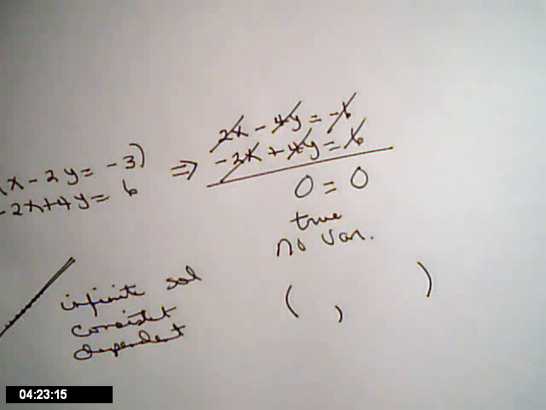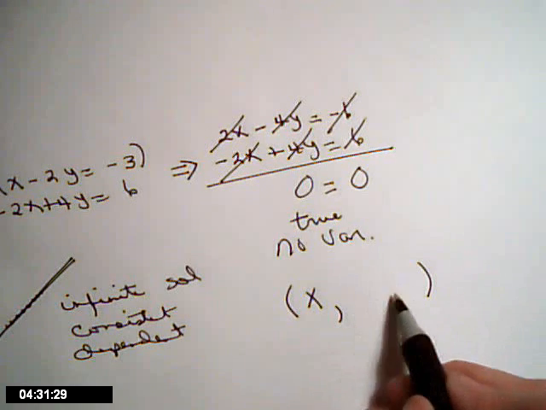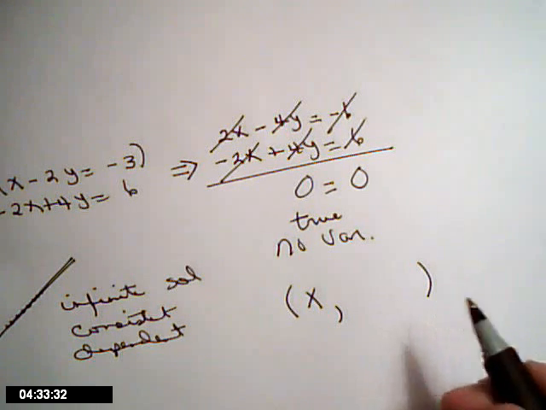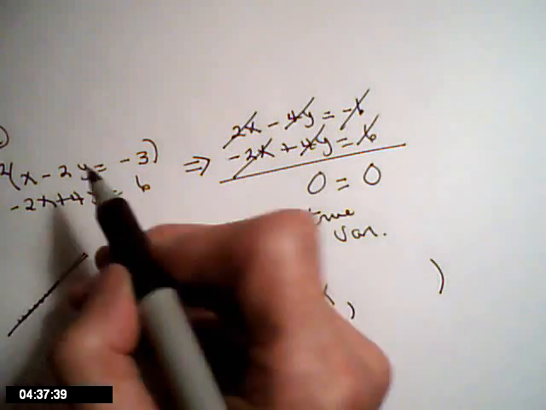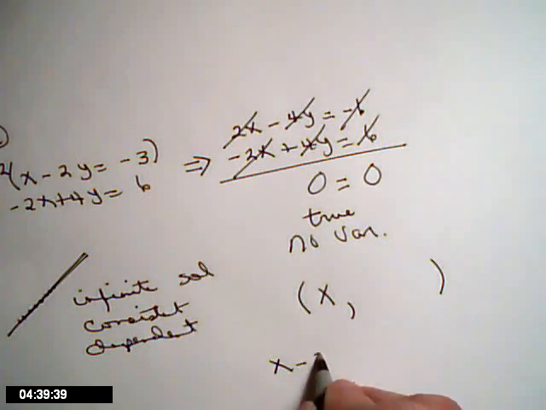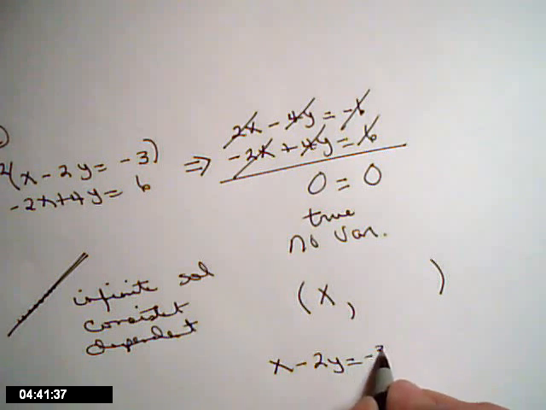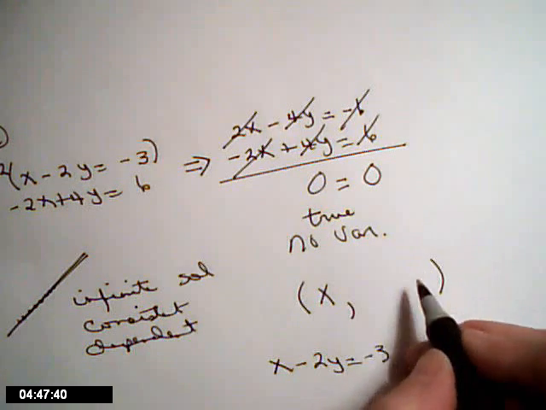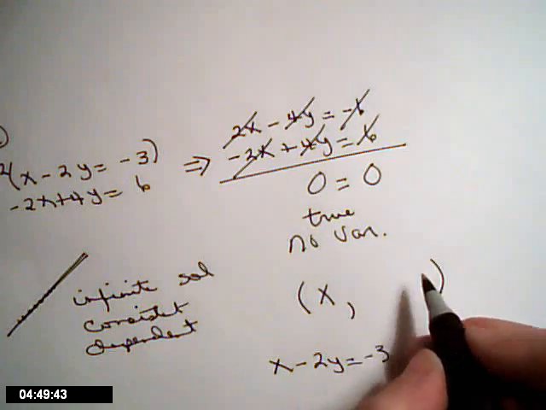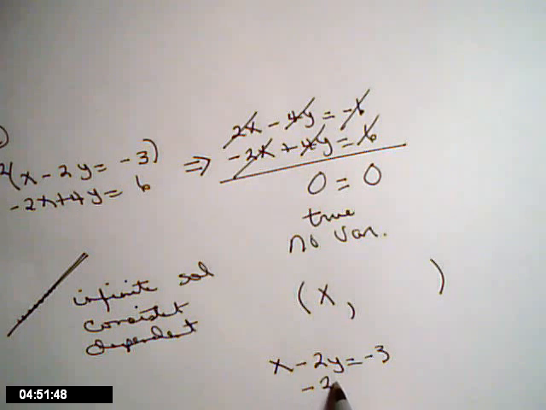Since this could be many ordered pairs, I'm going to let the x value be represented by x, and then I'm going to solve for y in terms of x. So all you're going to do is get one of your given equations. I'm going to take the first one, x minus 2y equals negative 3, and solve it for y so that y will be in terms of x. Remember, I'm trying to look for y. So let's solve this for y.